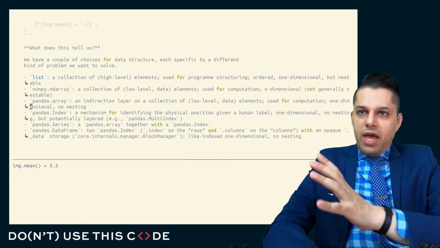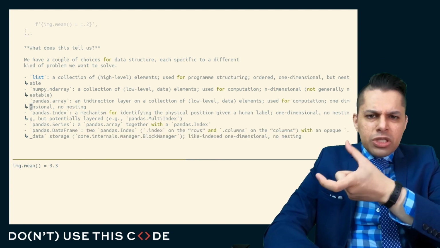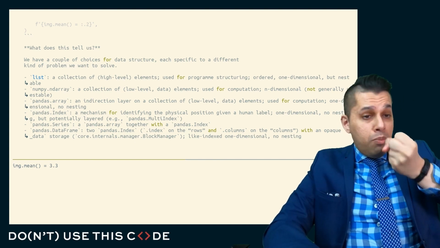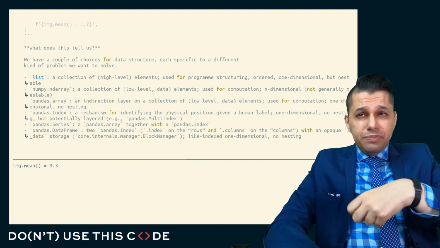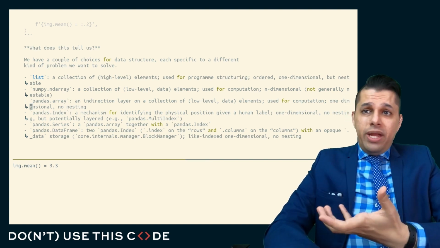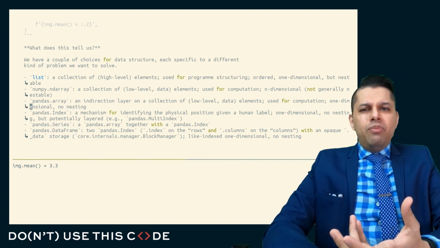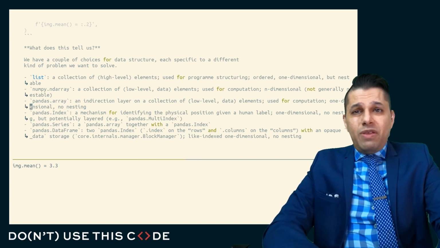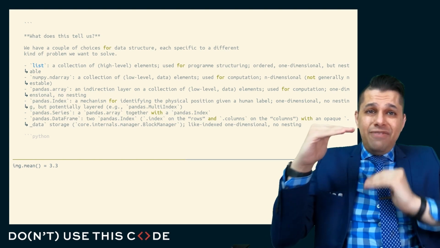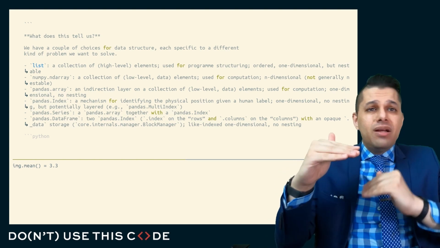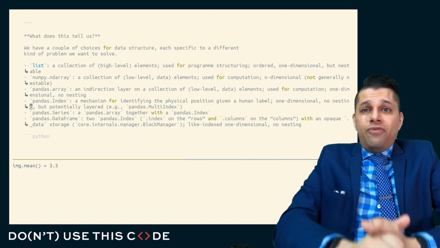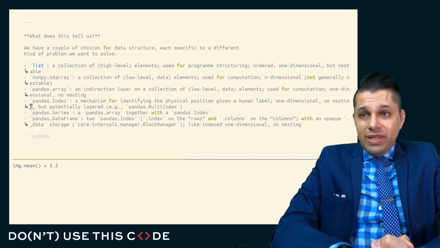If we move over to pandas, we have the pandas array, which is a low-level piece of data. It's an indirection over probably a raw NumPy ndarray. It's used for computation. It's one-dimensional. There is no nesting. We probably won't use it that much directly. If we look at pandas, we have the pandas Index, which is the mechanism for identifying the physical position given a human label within some data. It's one-dimensional. You can't nest it, but you could layer it. There could be levels, for example, with the pandas MultiIndex.